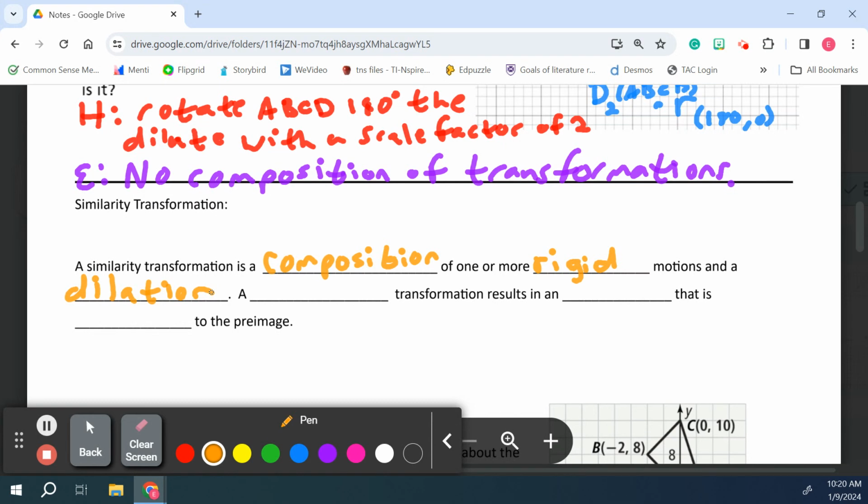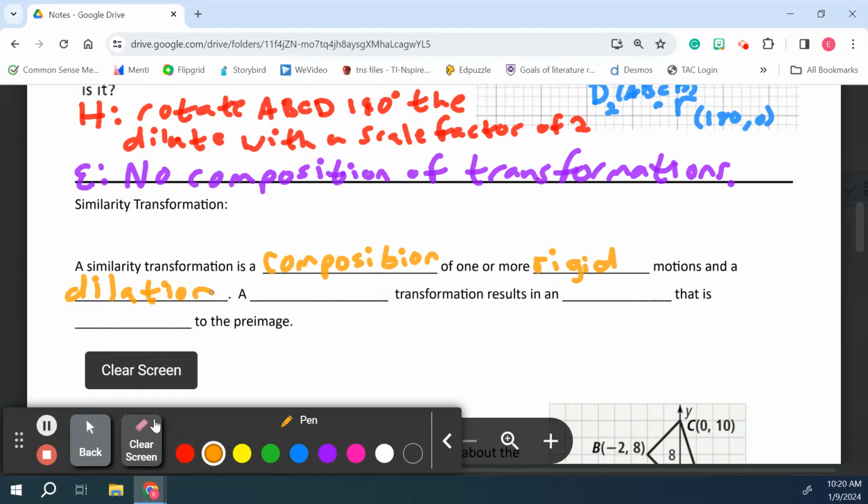Is a dilation a rigid motion? Who remembers from yesterday? What do you guys think? Now remember, the definition of rigid motion is that angles and side lengths are all preserved. Does a dilation represent a rigid motion? Angles are preserved. Are side lengths? No. So is a dilation a rigid motion? No, it's not.